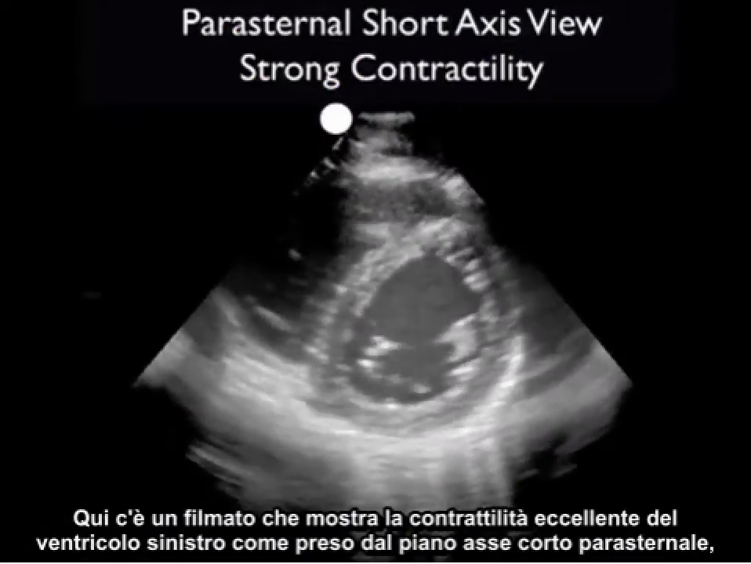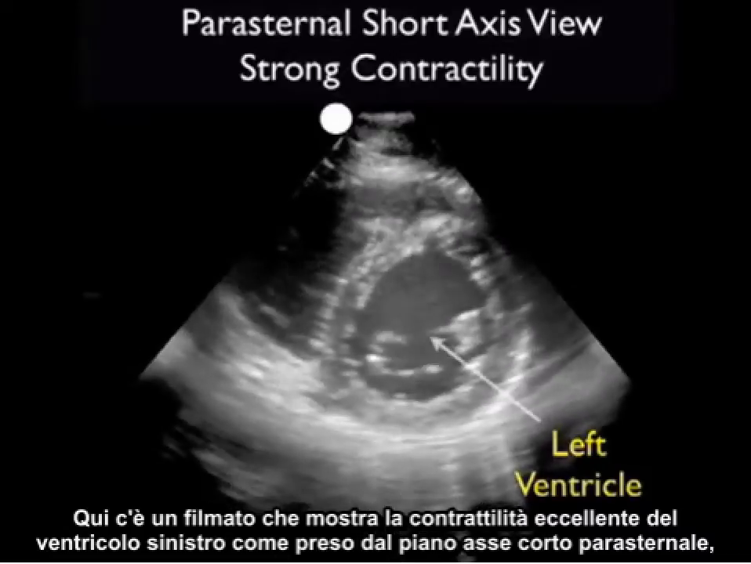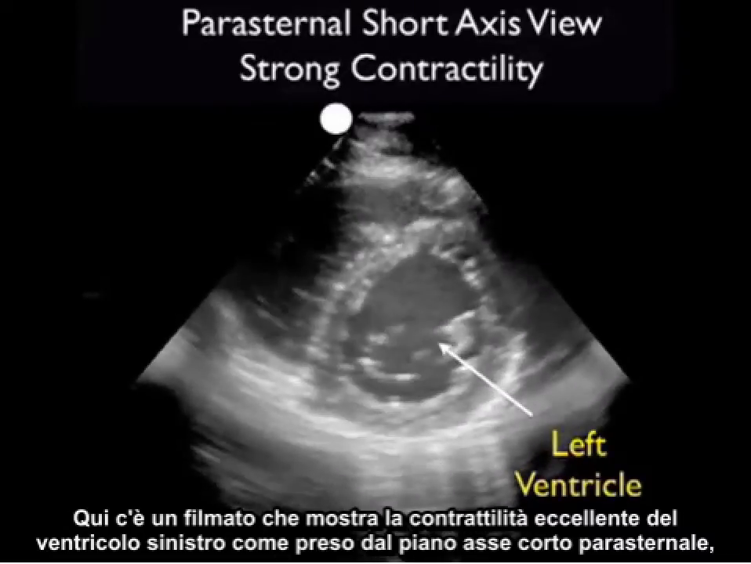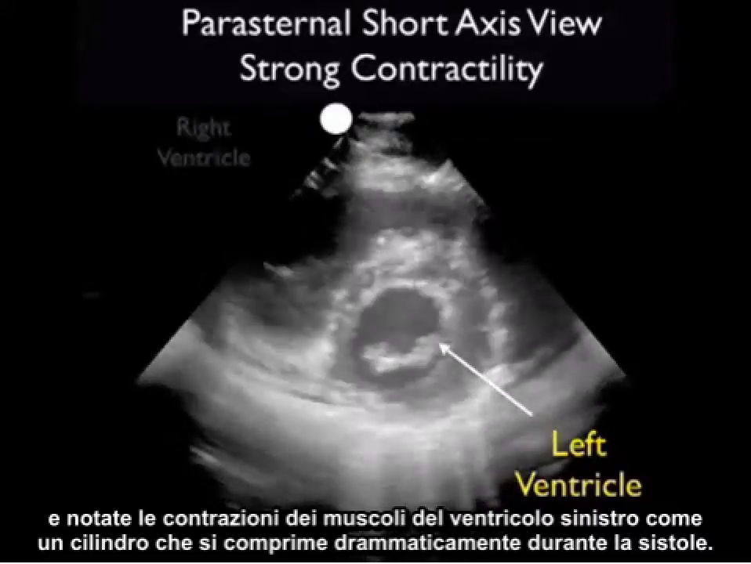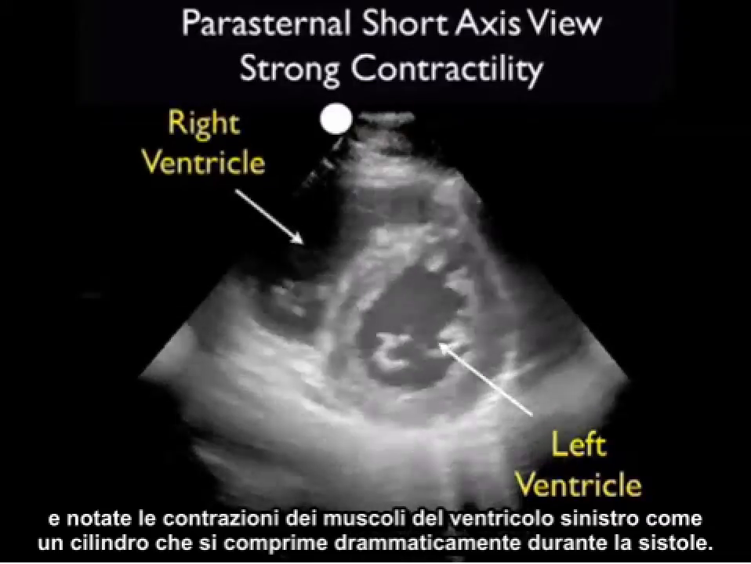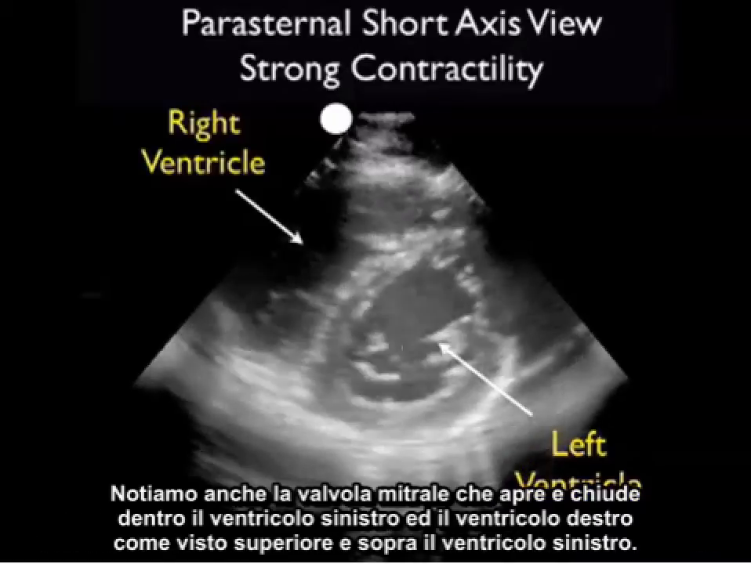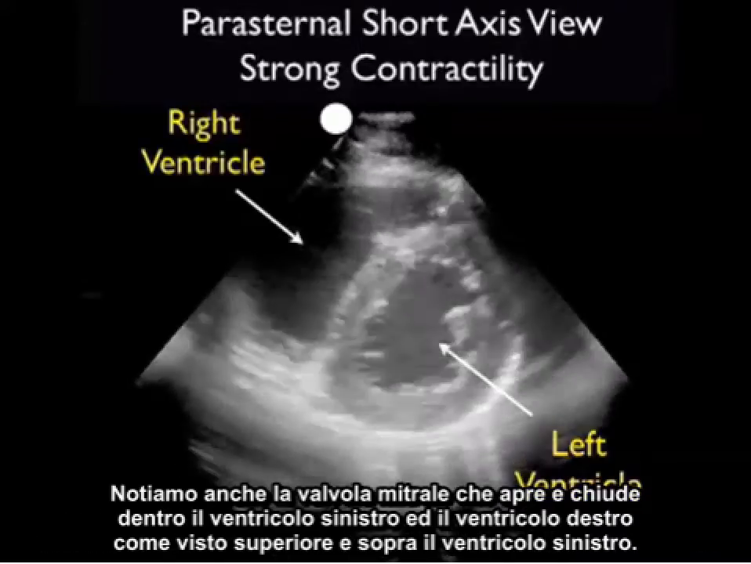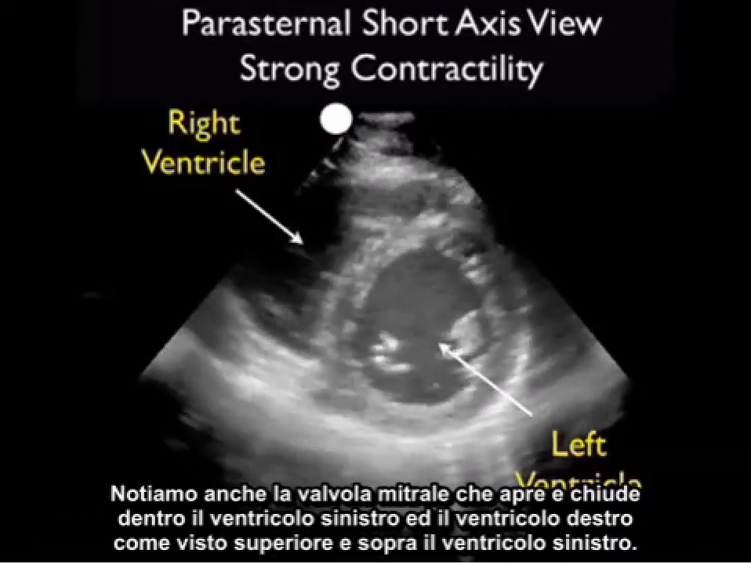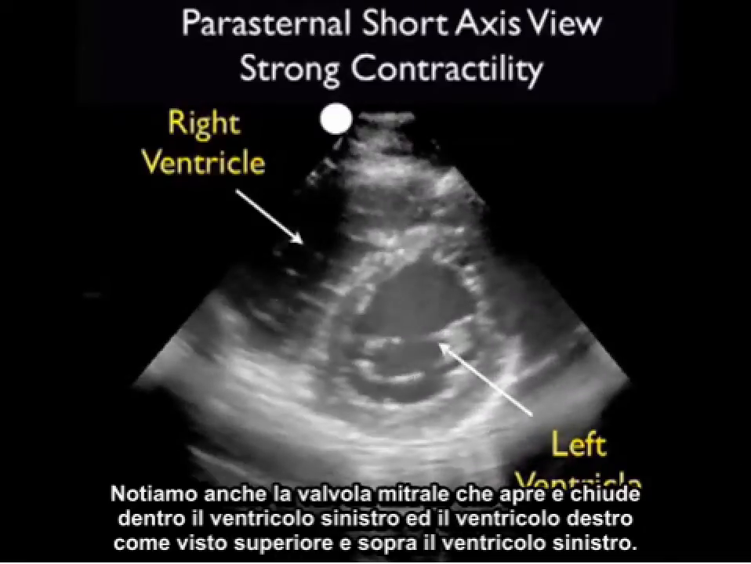contractility. Here's a video clip showing excellent contractility of the left ventricle as taken from the parasternal short axis plane, and note the muscular contractions of the left ventricle as a cylinder squeezing in dramatically during systole. We also note the mitral valve flipping up and down within the left ventricle, and the right ventricle as seen up and above the left ventricle.